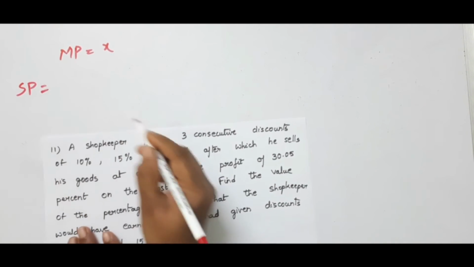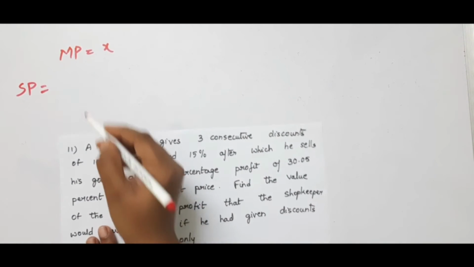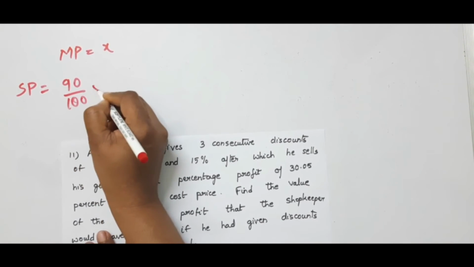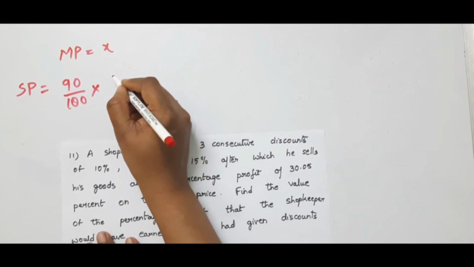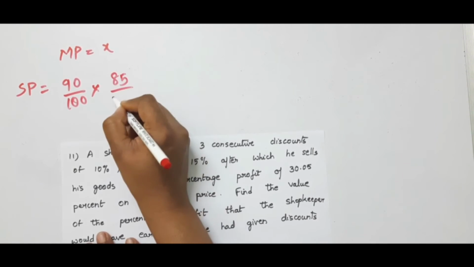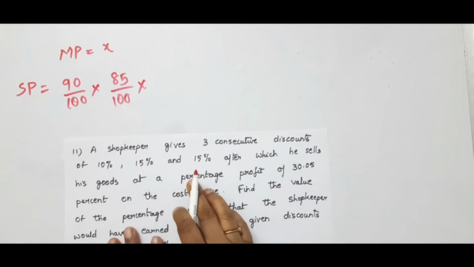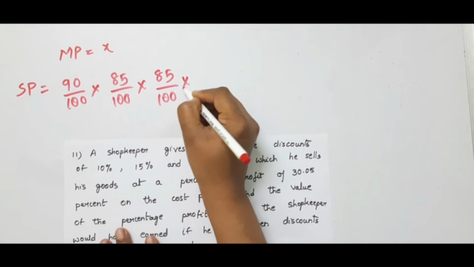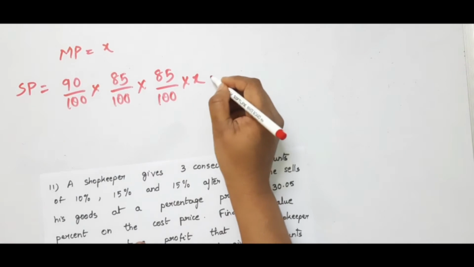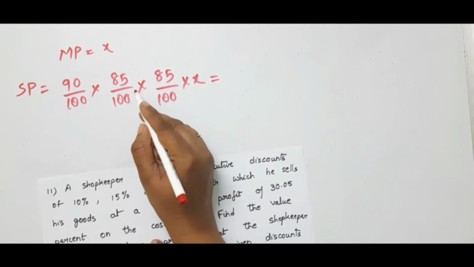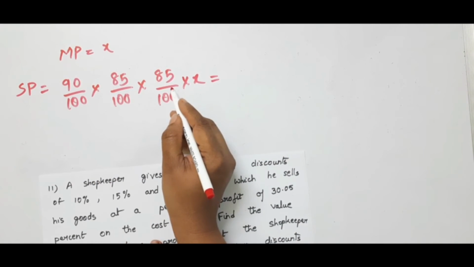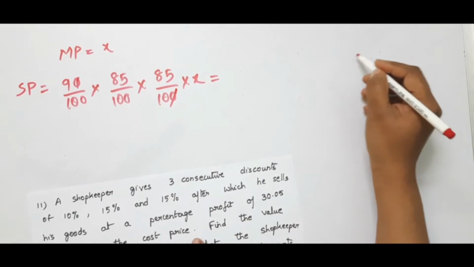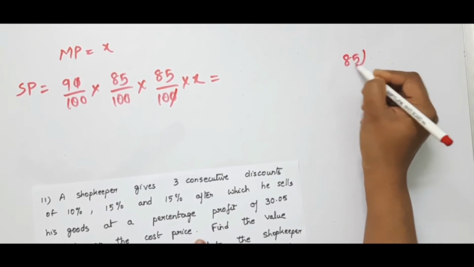Selling price is equal to, first one is 10%. 10% is nothing but 90 by 100 into the other is 15. 100 minus 15 is 85 by 100 into the other is also 85, 85 by 100 into X. Is it not? So this is equal to, this is nothing but 0 0 cancels. So this is nothing but 85 square. 85 square we have to find first.